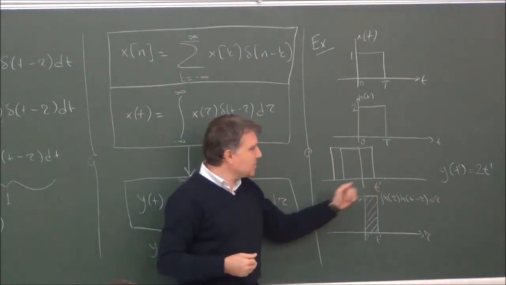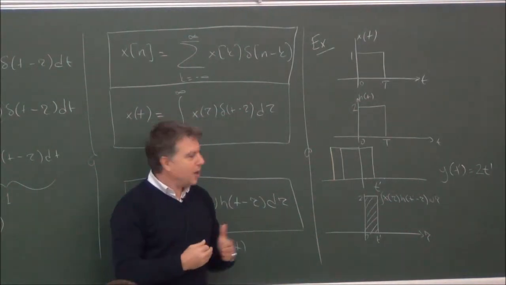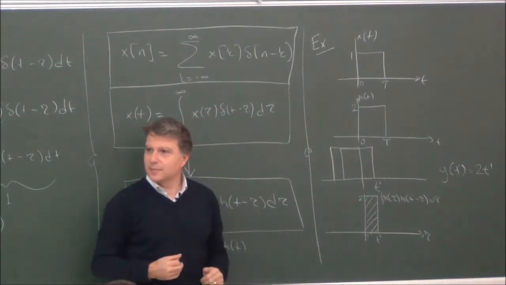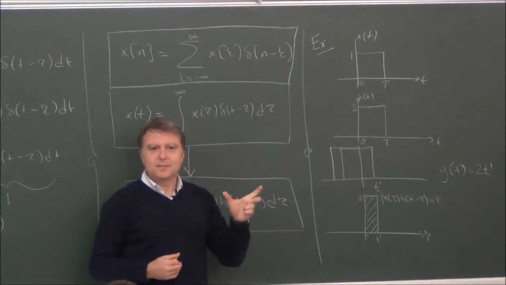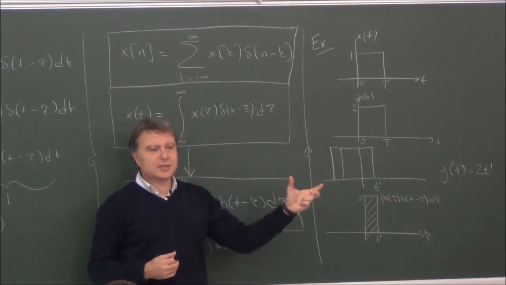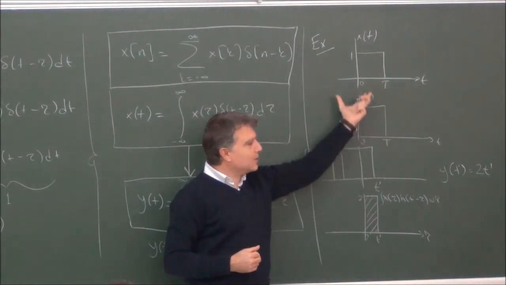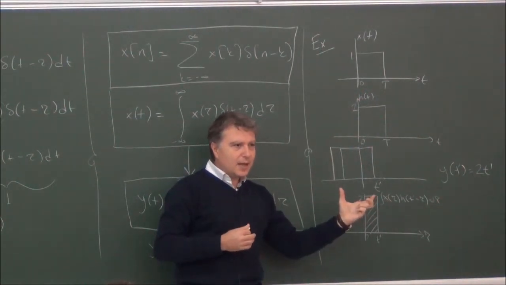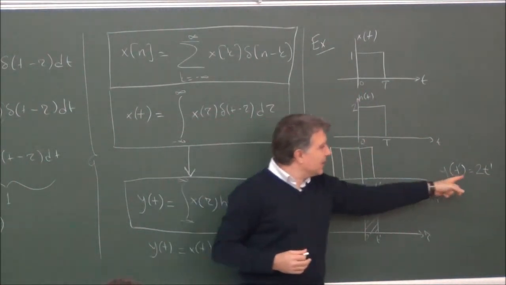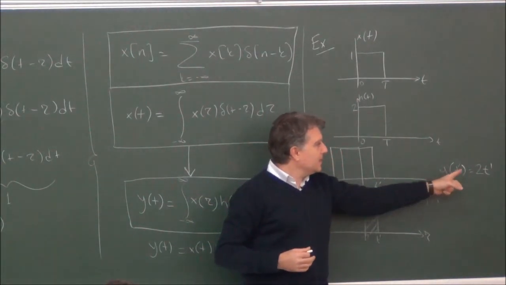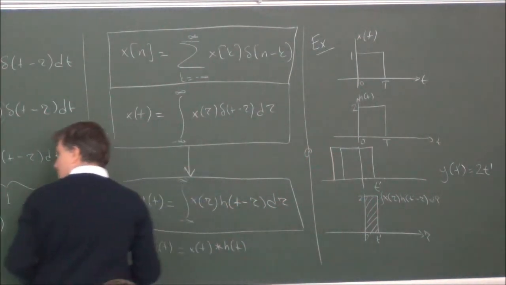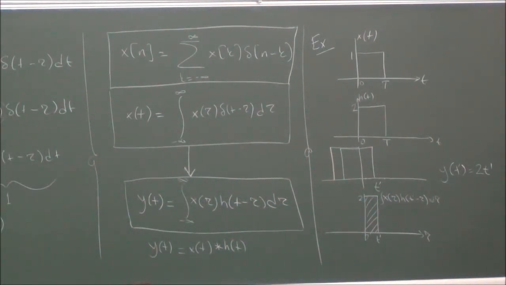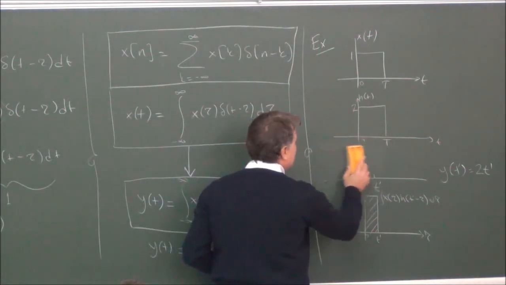Until t prime becomes what? How much to the right can we shift? No, it's capital T. Yeah, all right then. So if you slide until capital T, then they will completely overlap. And over there, it will still be valid that y of t prime is equal to 2t prime. But what happens after that? If you slide more than that, let's erase and think of a different situation.